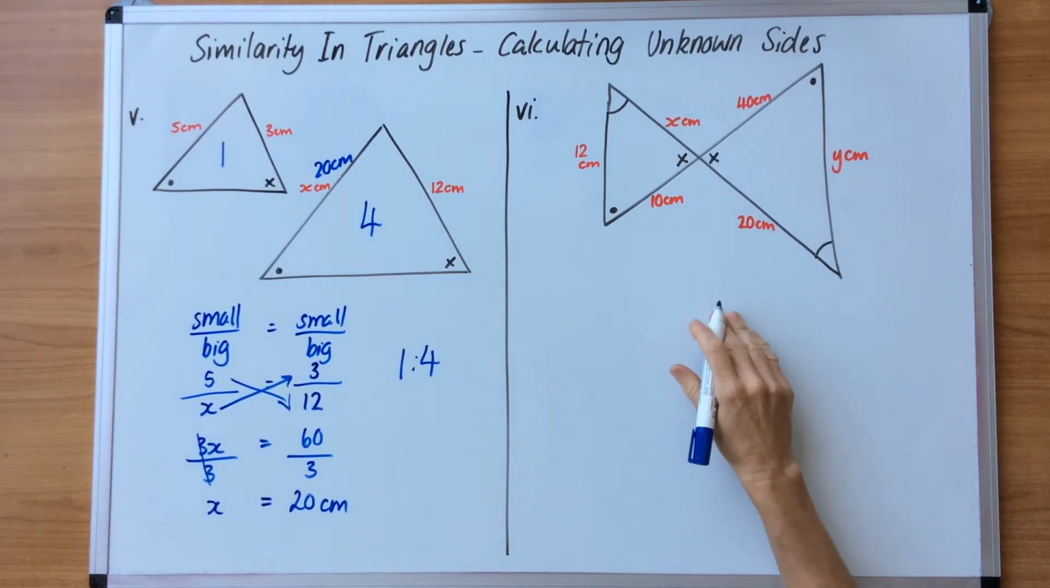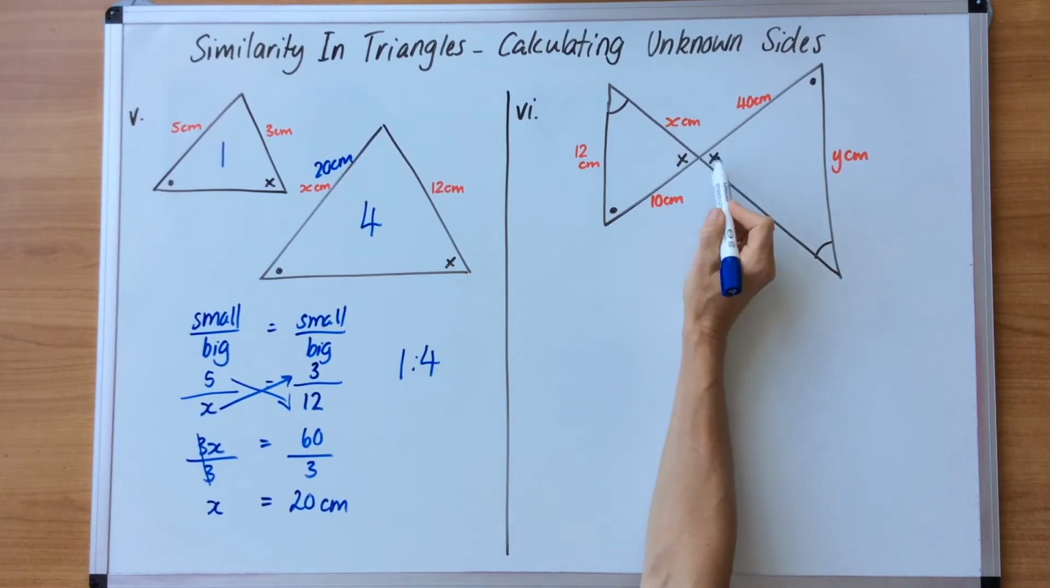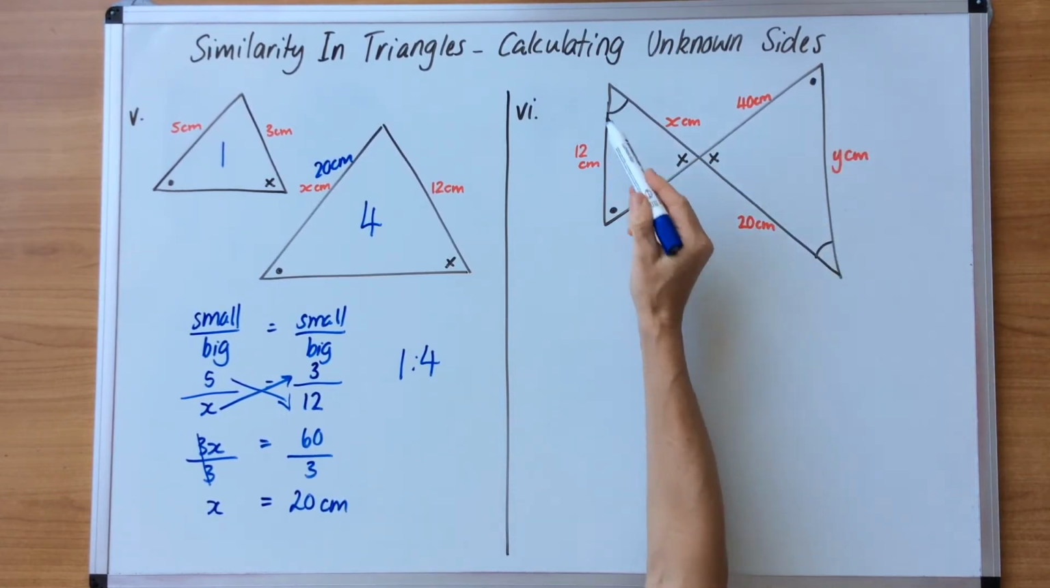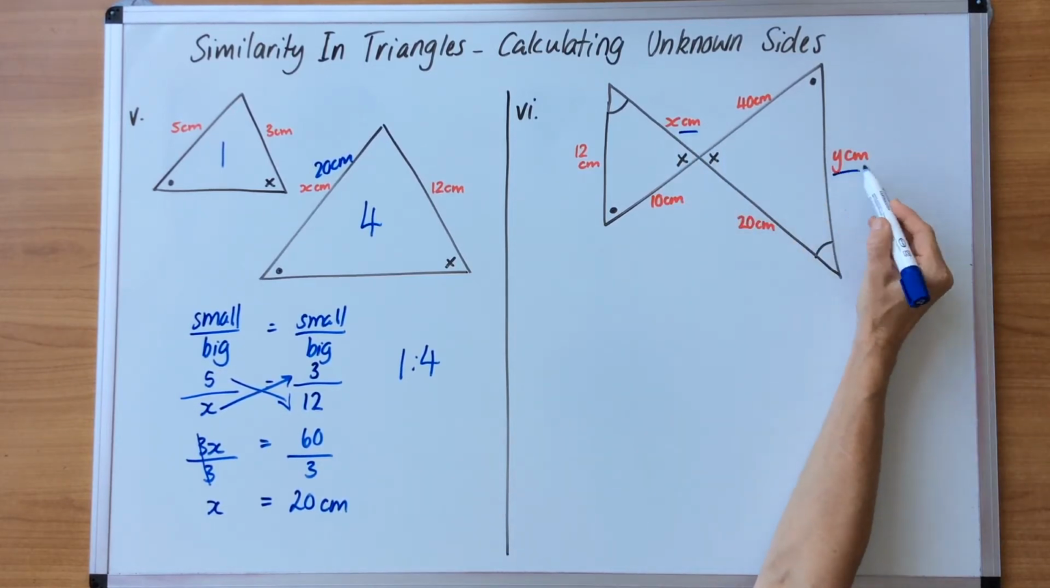Let's take a look at the last question here. You can see we have 2 triangles attached at the apex. So we've got some vertically opposite angles here and some corresponding angles here, and I've already marked them for us. We've got to find 2 pronumerals, x and y.